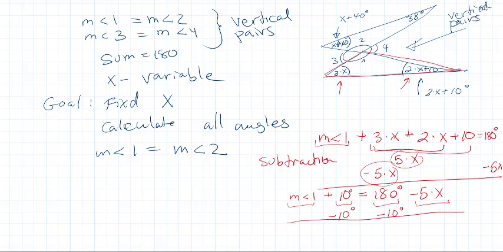And what we get on the left is just the measure of angle 1. And on the right we have 180 minus 10, which is 170 degrees, minus 5x. Okay, so we have this first value for M1. We can do the exact same thing for angle 2, and let's highlight our second triangle in green and solve for the second triangle.